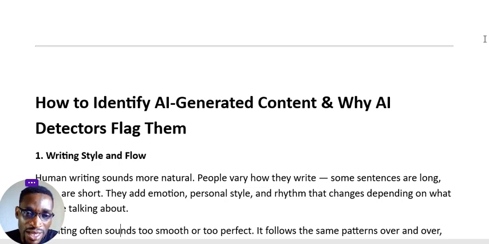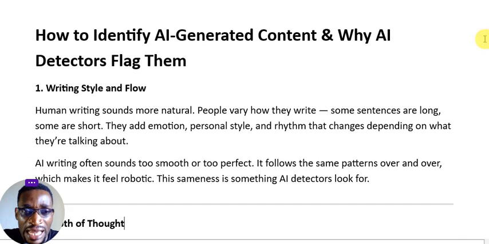The first way to solve a problem is to identify the problem, analyze the problem, and then you can start looking for a solution to the problem. So what we are looking out for now is the problem. What problem do the AI detectors identify in content that makes them flag it as AI generated or human generated?